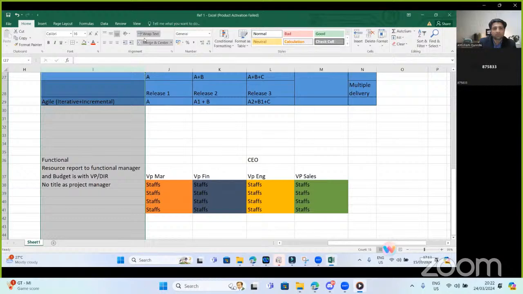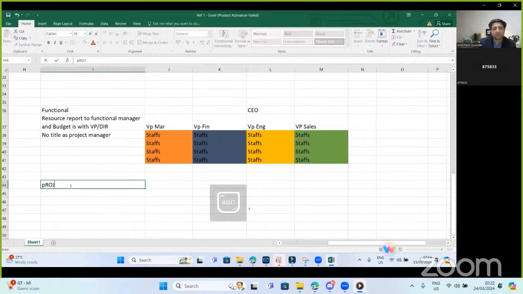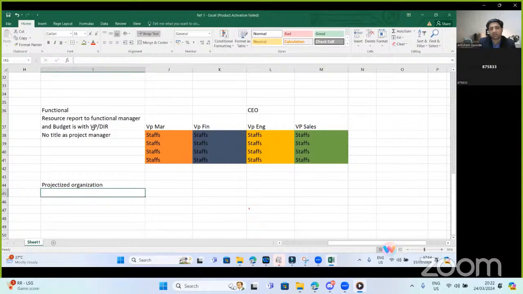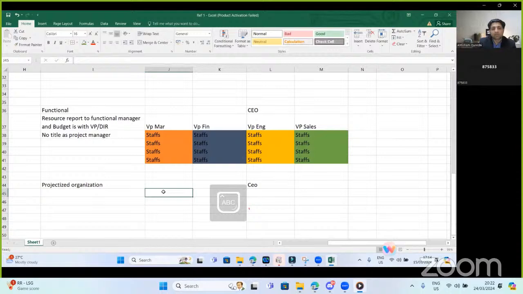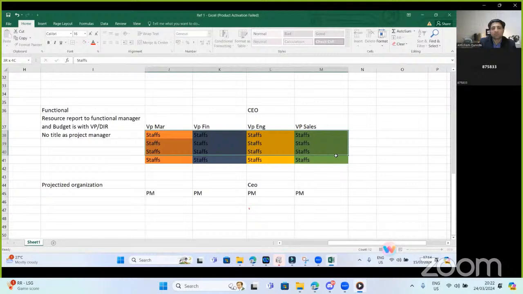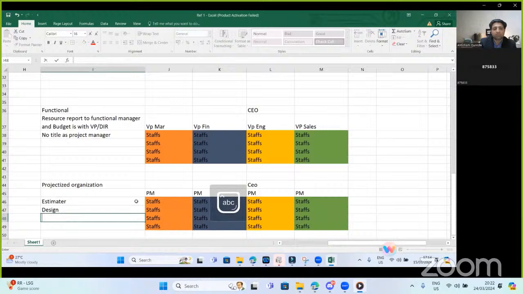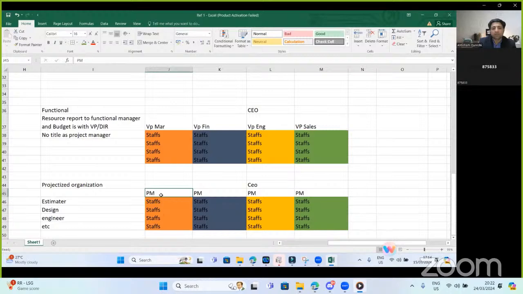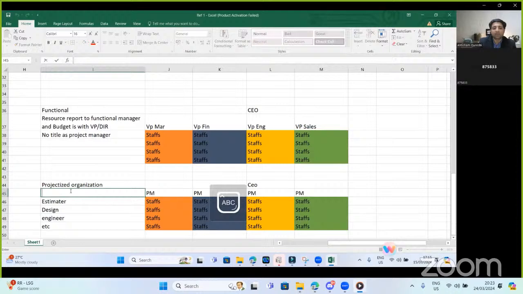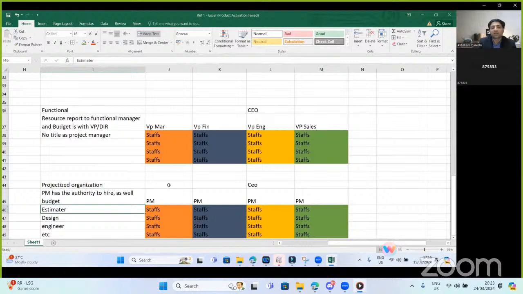All right. So contrary to this, if I go to the projectized organization, here things will be pretty much different. If I happen to work in a projectized organization, then the structure will look a little bit different. Here, the project managers will be there. So PM, PM, PM, PM. And they will have their own resources. Like I will be the PM, then I will have my own estimator, planner, designer, maybe an accountant, engineer, technician, whatever, etc. So each PM will have his own resource pool, which will directly report to the PM. The PM has the authority to hire, fire, and is in charge of the resources as well as the budget, okay? And he is directly reporting to the CEO. All these PMs are directly reporting to the CEO of the organization.